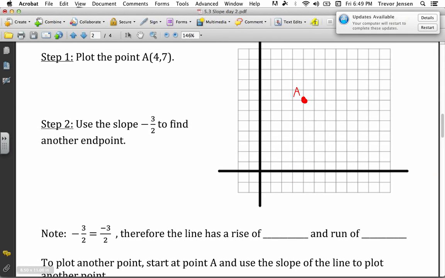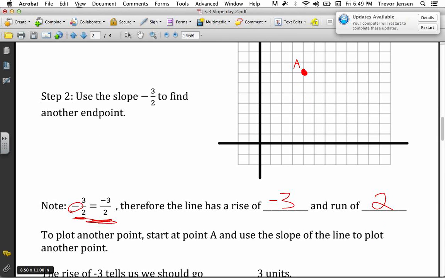What I want you to note here is that -3/2 is equal to -3/2. You can move this negative sign to the numerator or to the denominator. It really doesn't matter. It'll just determine whether you're finding a point to the right of A or to the left of A. But if you put the negative in the numerator or the denominator, it'll both give you points on the line. So let's put it into the numerator. That means that our rise is -3 and our run is 2.